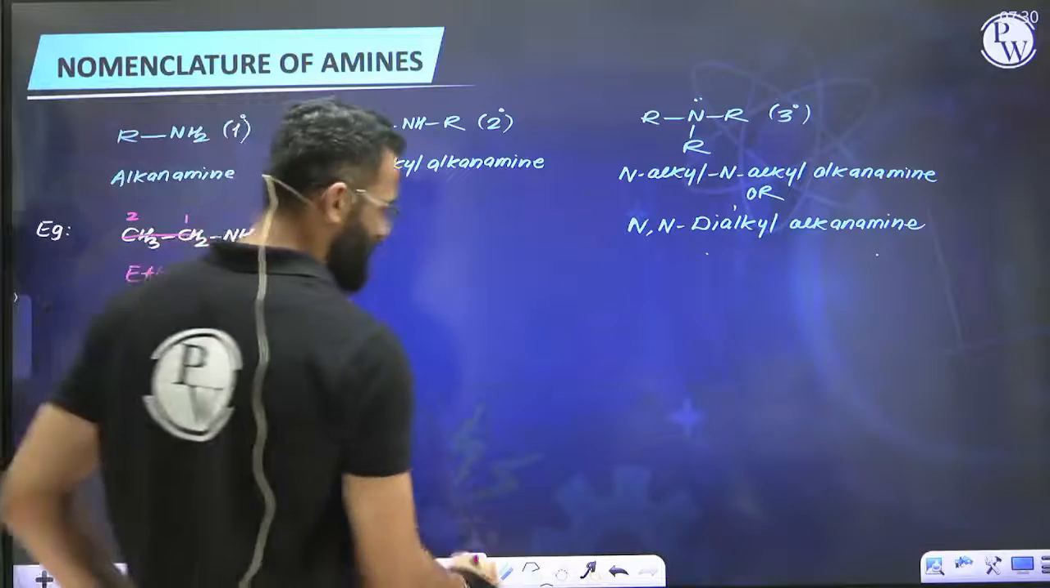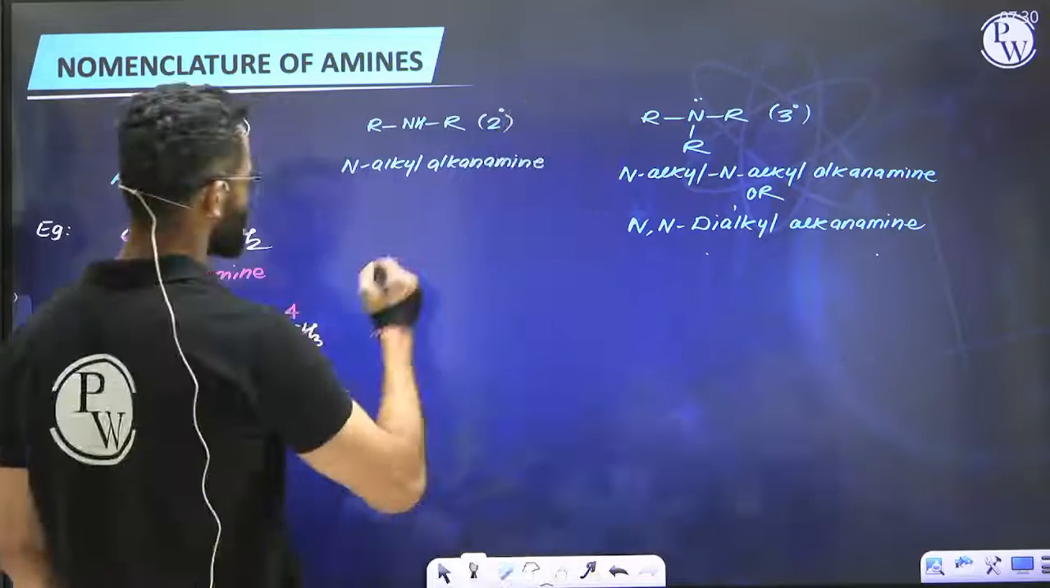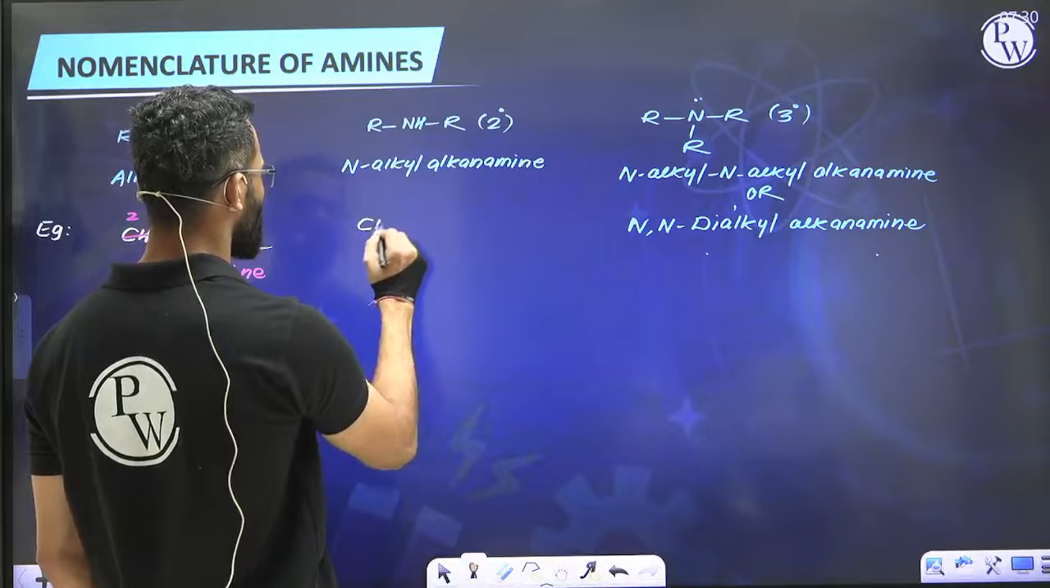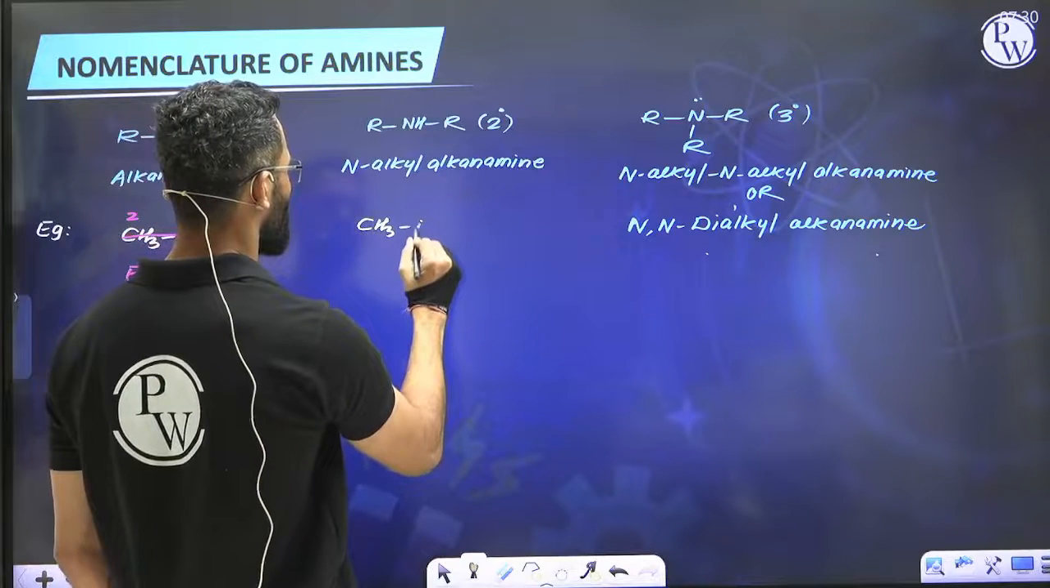Coming to the secondary amine, well, let's say we have a molecule like this.